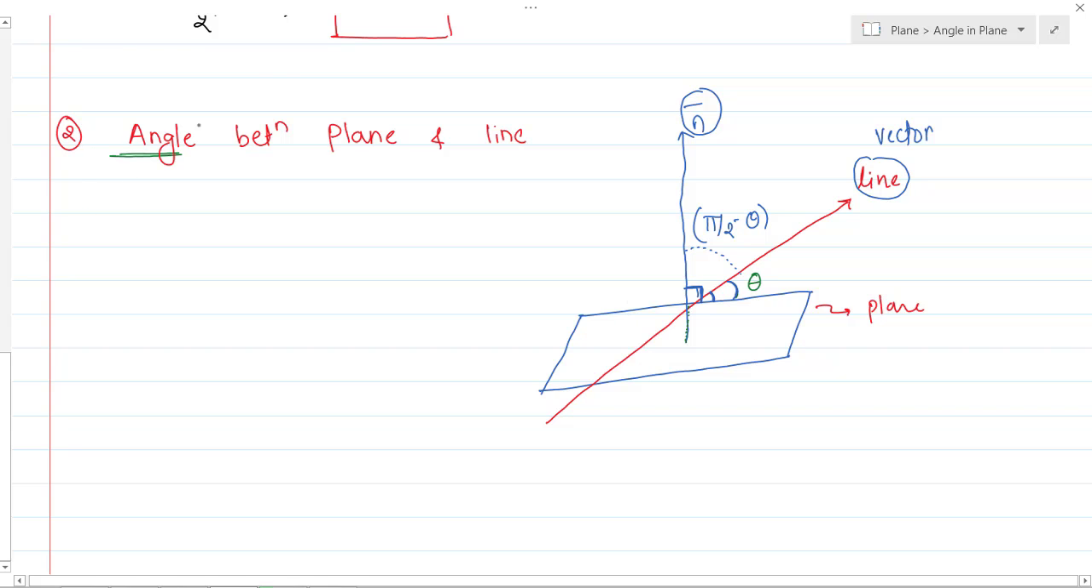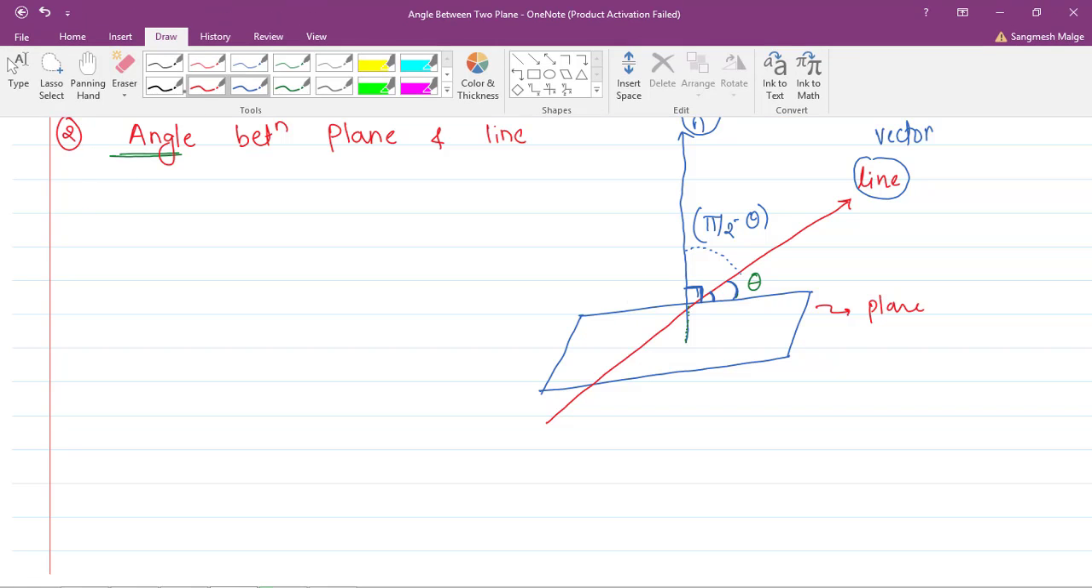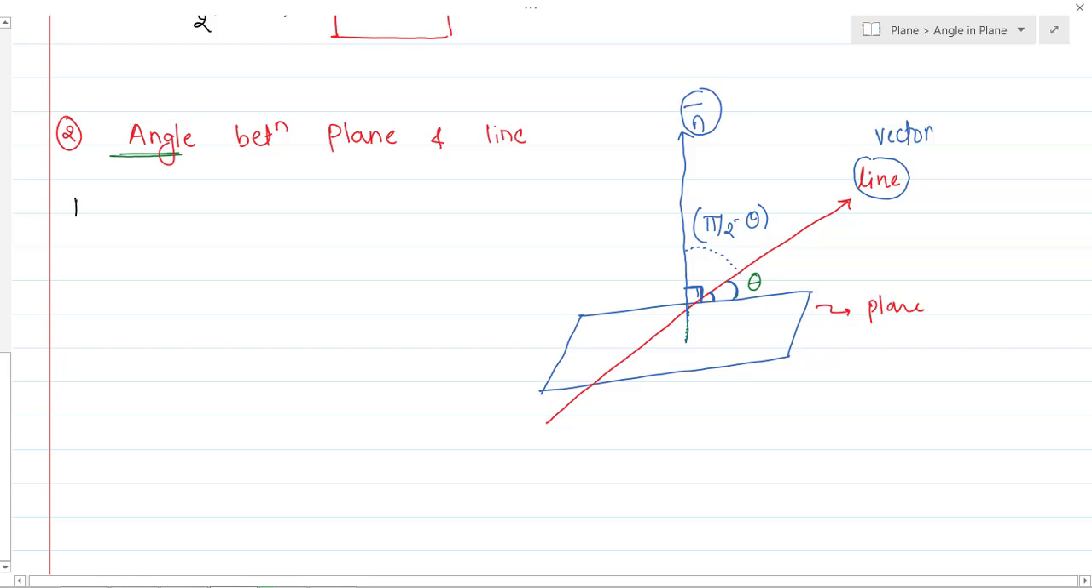Let me write it in a standard way. Suppose we have the equation of a plane like this: R bar dot n bar equals d, and the equation of a line is R bar equals a bar plus lambda b bar. I hope you remember what a bar and b bar are. a bar is the point through which your line is passing, and b bar is the vector which is parallel to the given line.